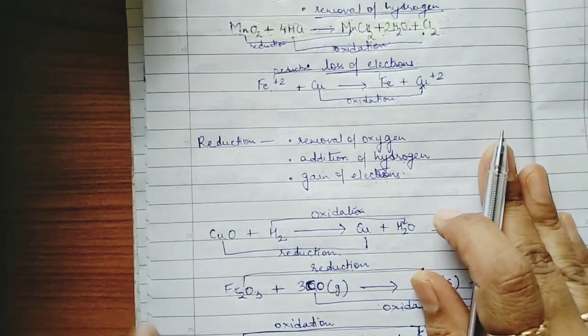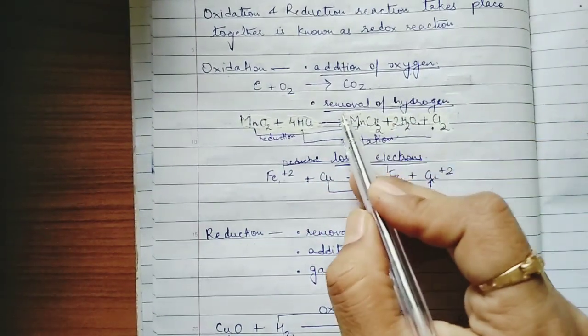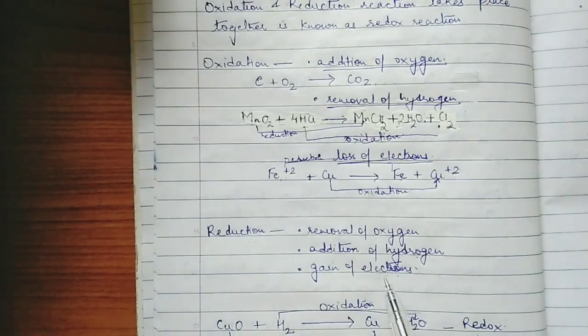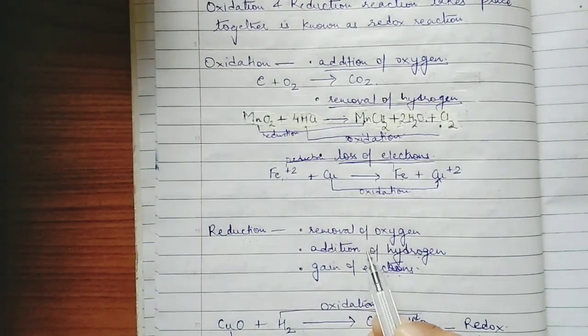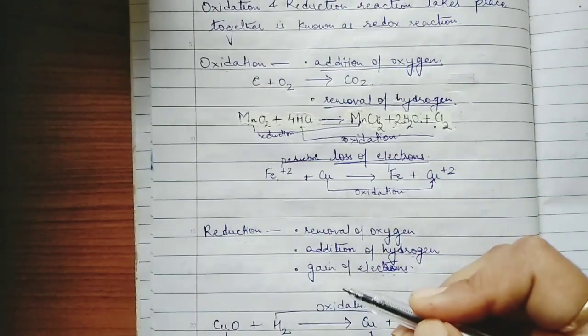So what is oxidation? Oxidation is the addition of oxygen, removal of hydrogen, or the loss of electrons. And what is reduction? Removal of oxygen, addition of hydrogen, or gain of electrons. They are the opposite of each other.